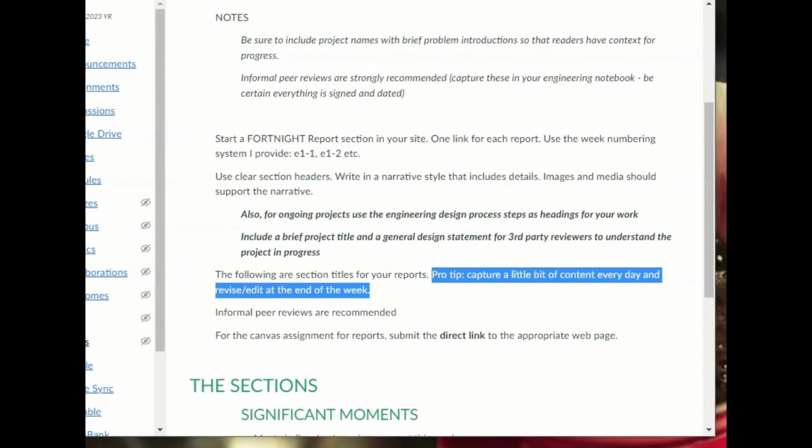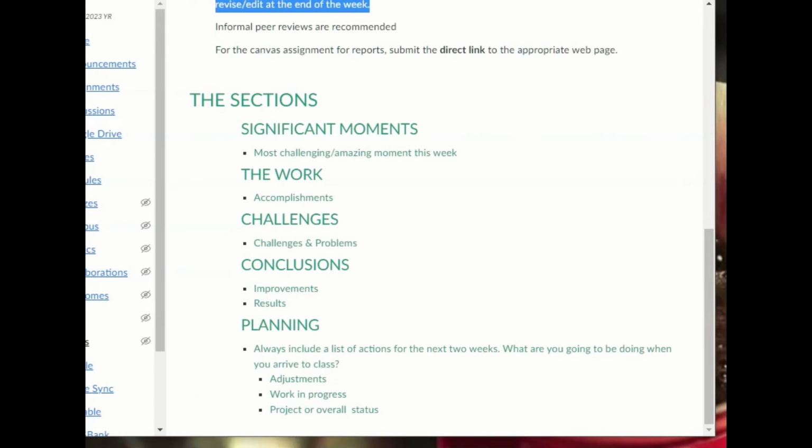Pro tip: capture a little bit of the content every day and revise and edit at the end of the week. I know I'm having you write in your notebook, so a good idea would be to start writing the passages in your notebook in such a way that all you have to do is transcribe that into your Fortnight Report at the end of every 2 weeks. That way you've already done a rough draft in your notebook and you're putting your final draft together for your report. So let's talk about the sections that we talked about.